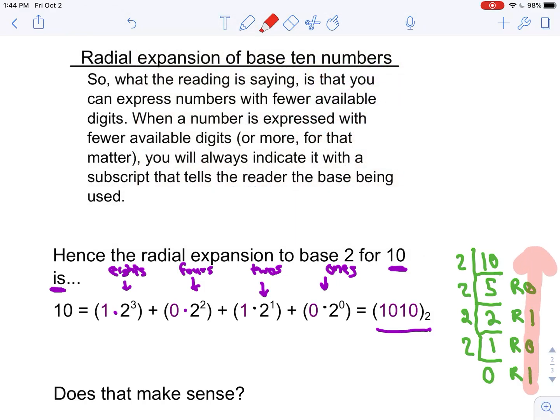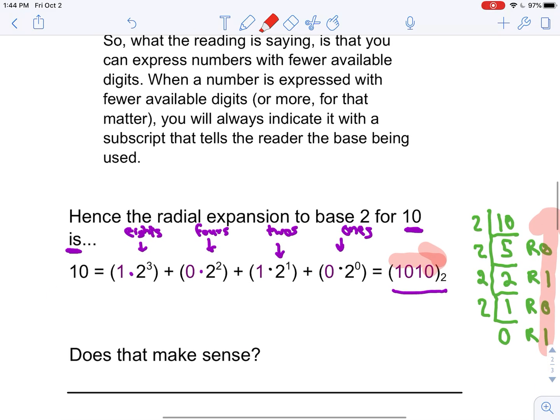These digits reading this direction right here, that is exactly what I'm writing down. 1 0 1 0, reading up from the bottom. 1 0 1 0. See that? Yeah, so that's what we're doing with these problems. I hope that makes sense.